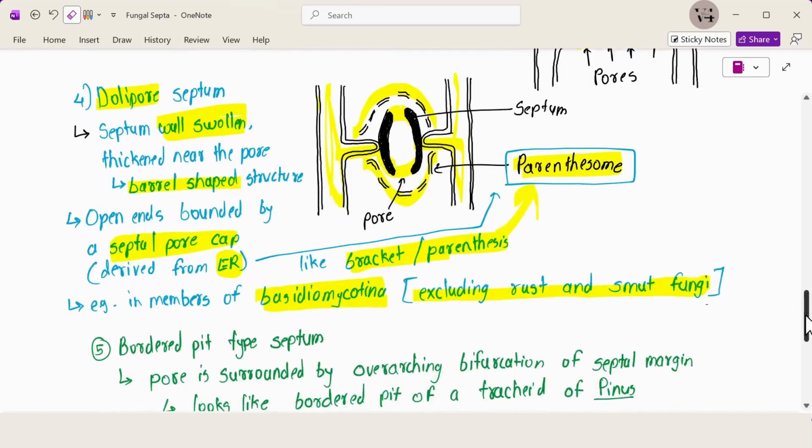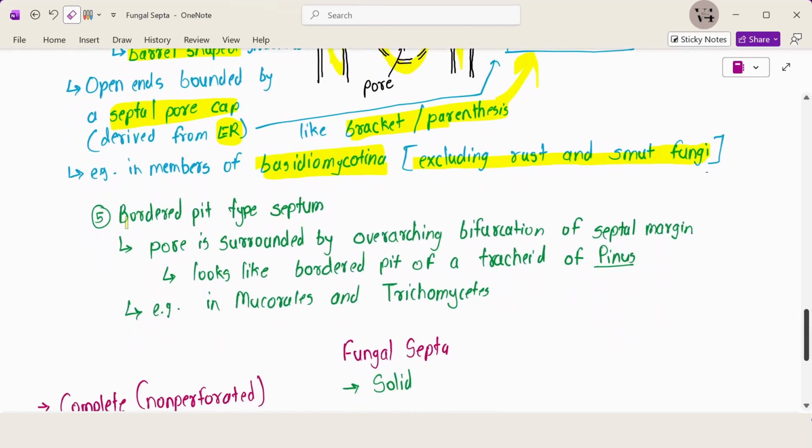Fifth type is bordered pit type septum. In this type, the pore is surrounded by an overarching bifurcation of the septal margin, resembling the bordered pit found in the tracheids of Pinus. This type of septum is found in Mucorales and Trichomycetes.